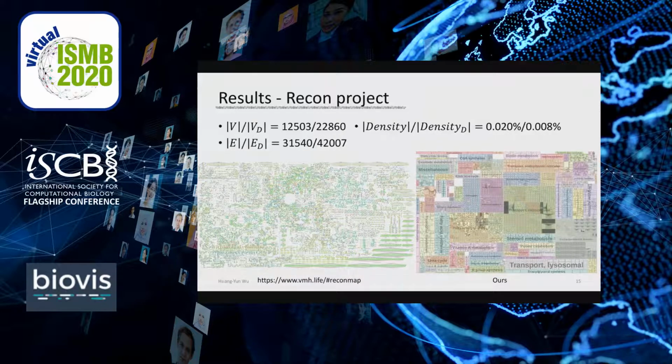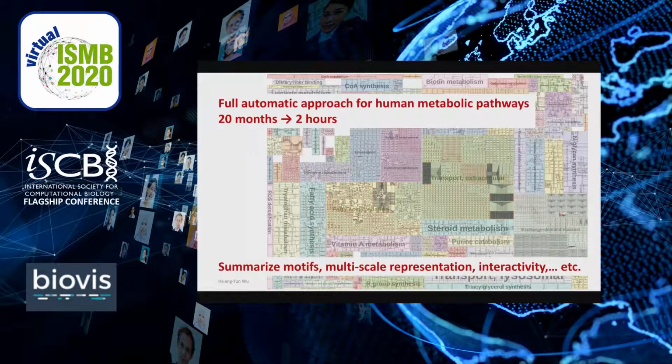The image on the right again shows the diagram generated by Metabopolis, whose data is from the Recon project. This left figure shows the same data from the Recon map. To the best of our knowledge, our diagram is the first automatic approach that still clearly shows the detailed connectivity of chemical components. We therefore successfully reduced the layout time from 20 months to 2 hours.